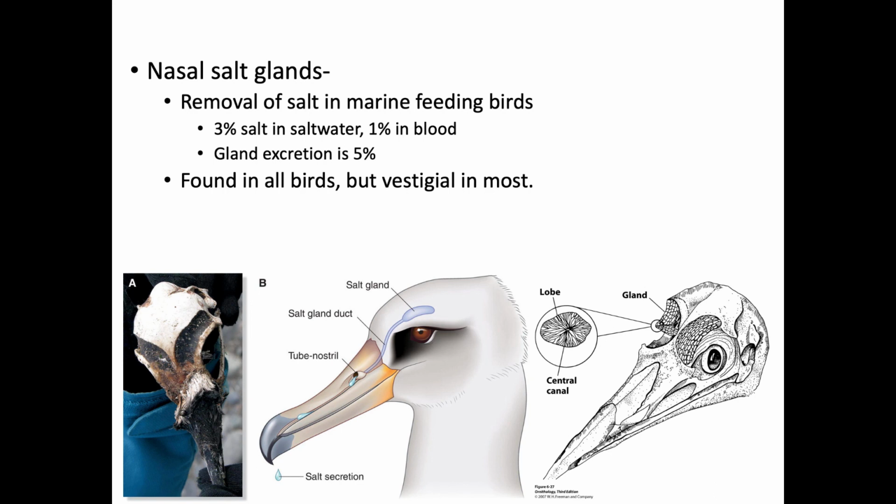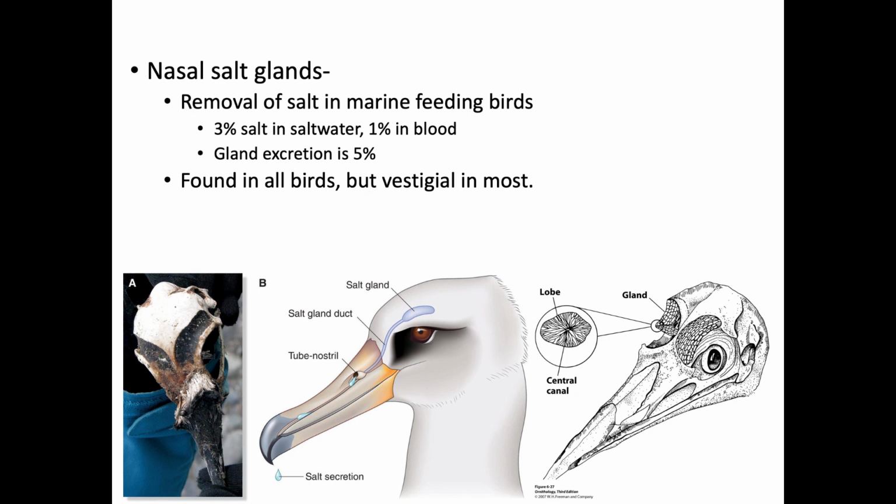So this is particularly important in things like marine feeding birds. So in typical seawater, there's about 3% salt, but you really need only about 1% salt in the blood. And so this gland, which is located supraorbitally, so above the eye, can excrete a 5% salt solution. Now this is a structure that's found in all birds, but it's vestigial in most. You really only see it highly functional in birds that are in the marine environment. So think about gulls, skuas, things like that, penguins.